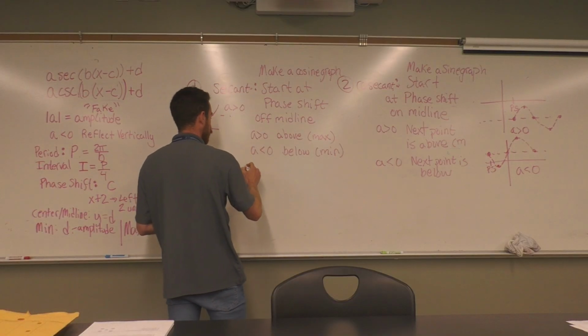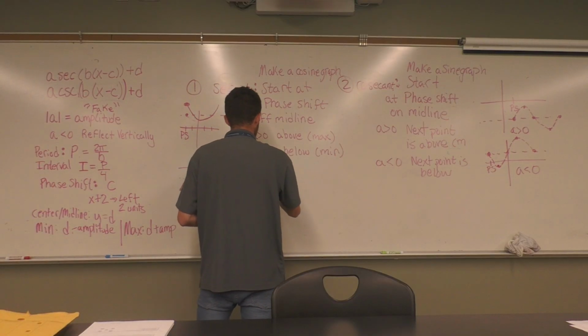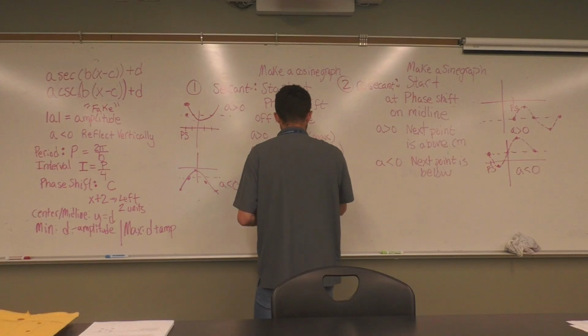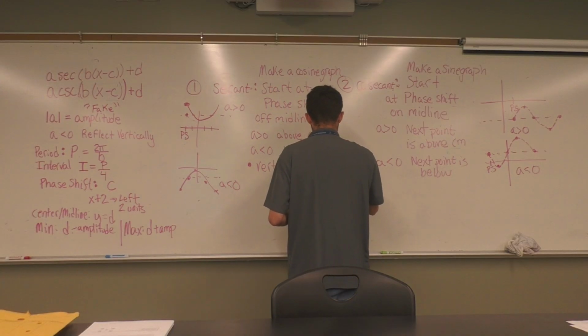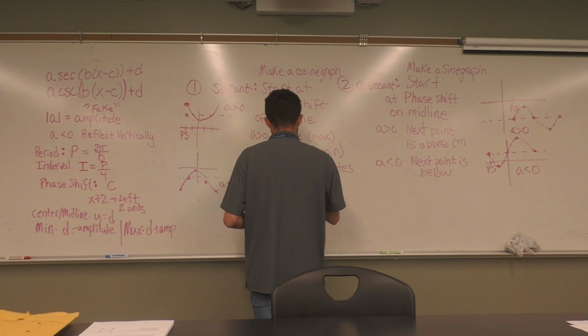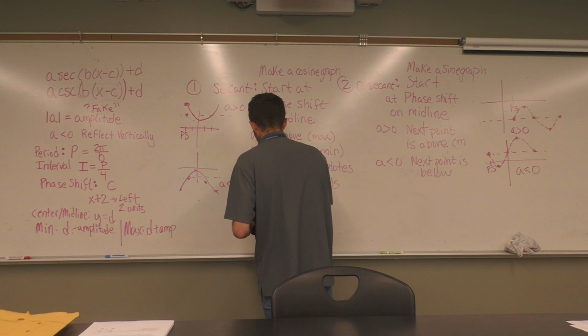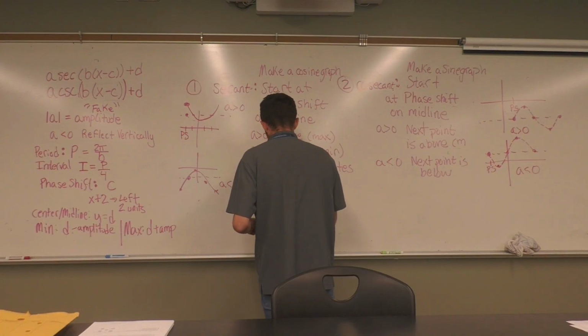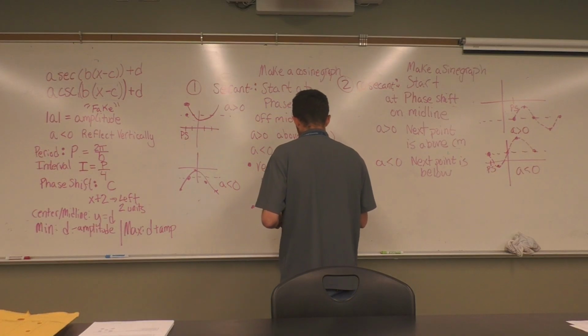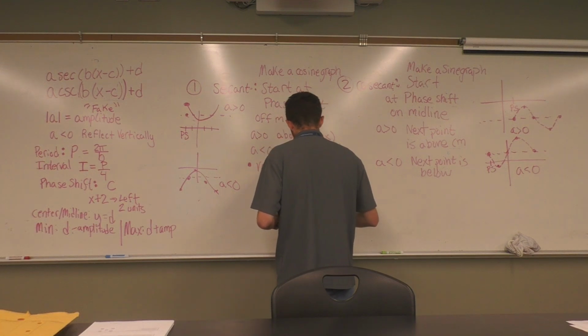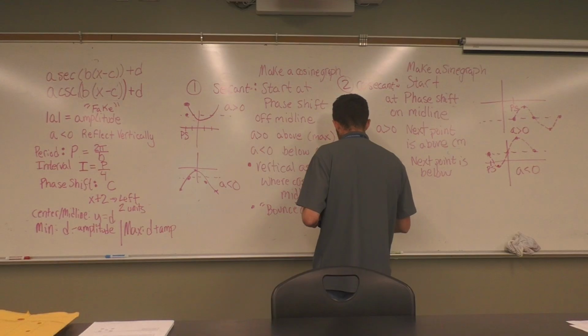And I just need to add one last bullet point, which would be vertical asymptotes where cosine hits midline. I'll write a little note. Bounce. I'll do it. You'll see. The maxes and mins.